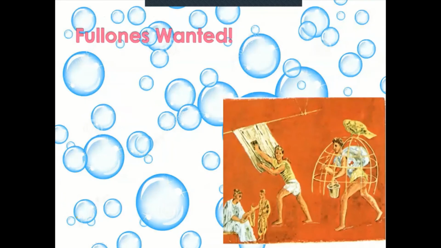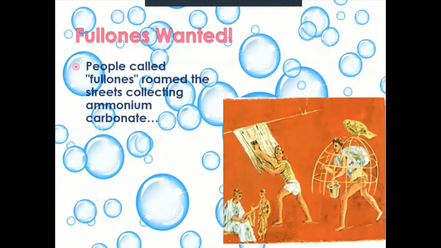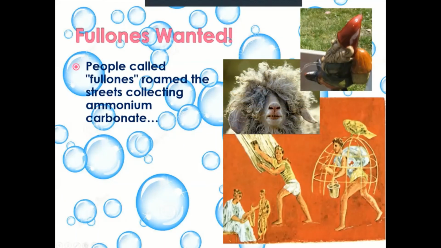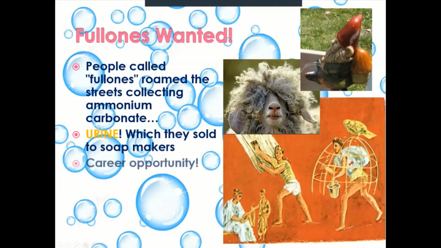So they were called full ones. And these were people who roamed the streets of ancient Rome and collected ammonium carbonate, aka urine. I find it interesting the name was full ones. So they were full of urine and they really had to pee. So yeah, they then sold to soap makers. So if you lost a job because of what has recently happened with the coronavirus, you could go around, you could become a full one and go around door to door, or maybe you should study so you don't have to become one of those.